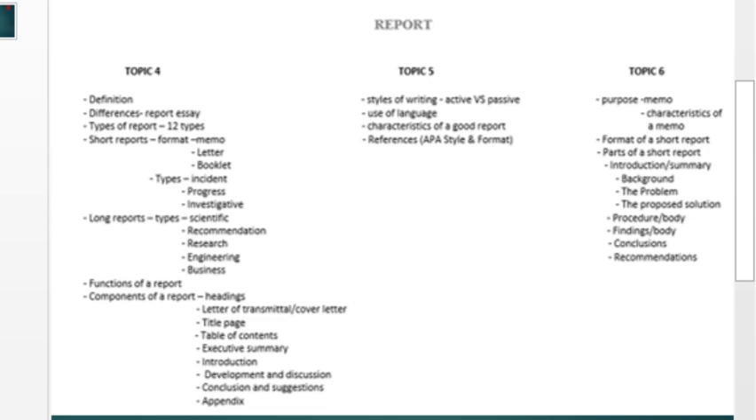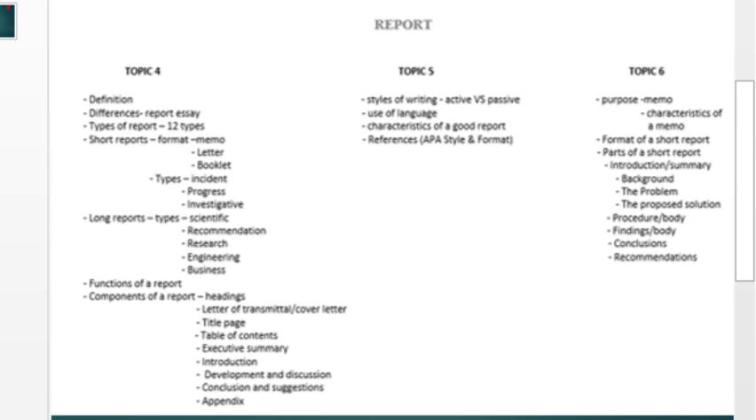So these three are considered short reports, but each of them has its own function. Memo is for internal, letter is for public, booklet for both public and internal, because sometimes we also would like to know how the firm is going on. So some firms come out with a booklet, like I usually take an example like banks. Both the staff in the bank can read the booklet, and the public also.